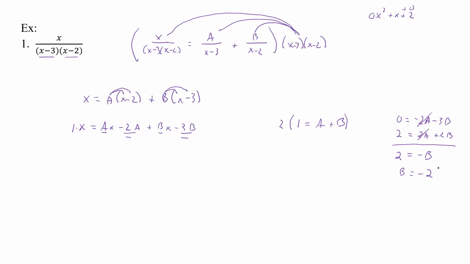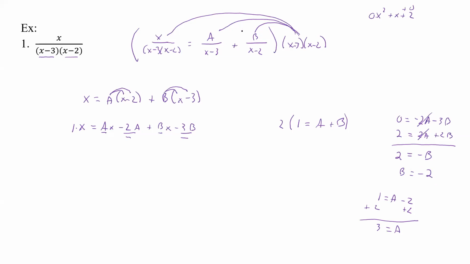Now I could plug that negative 2 back into the original equation here, or I could plug it into here. This one looks a little easier, so that tells me, okay, 1 equals a minus 2, so add 2 to both sides of the equation, and 3 is equal to a. So I have a is 3 and b is minus 2.